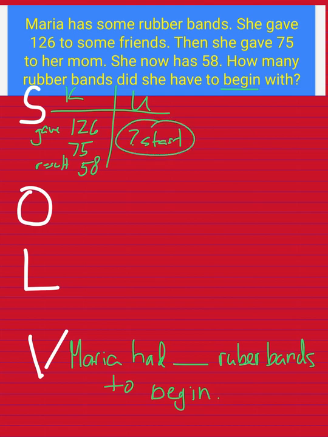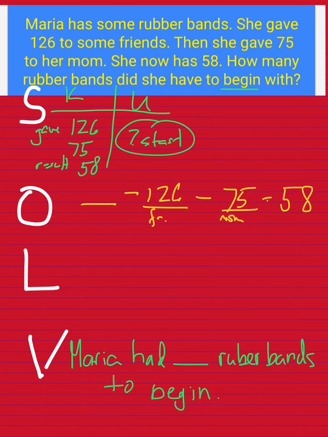Okay, so now let's take a look at our operations. Our organize. So we know that Maria started with some amount. She gave away, so we're probably going to subtract 126 to friends, then another 75 to mom, and that left her with the result of 58. Okay, so we are separating. We're separating because she gave some away, and then she gave another amount away. So it's a two-step problem.